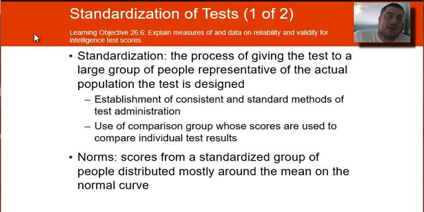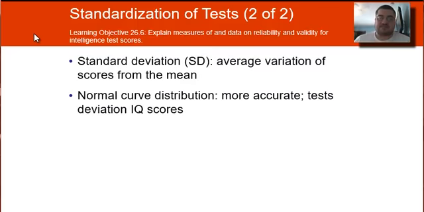It gives the teacher a book of exactly what to say to each testing group, and they can't deviate from that. And then there's the use of a comparison group whose scores are used to compare individual test results. That's how we get the norms. The norms are the scores from a standardized group of people, and we find the norm of your score. What is a normal score on the test? And that's how we determine the average of the test.